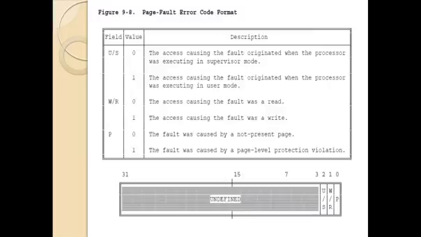U/S: if the value is 0, the access causing the fault originated when the processor was executing in supervisor mode, that is the system mode, whereas if it is 1, the access causing the fault originated when the processor was executing in user mode, and the remaining bits are undefined. So this is the error code format for the page fault error.